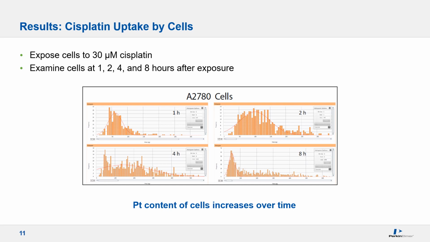So here we would see a typical uptake experiment. The cells are exposed, in this case to 13 micromolar cisplatin, and the cells are sampled at various time intervals after exposure. And we see here with those distributions that the content of cisplatin in the individual cell, number one, varies. And we also can see that the distribution varies with time. So the platinum content of the cell increases with time, but also the distribution becomes wider.